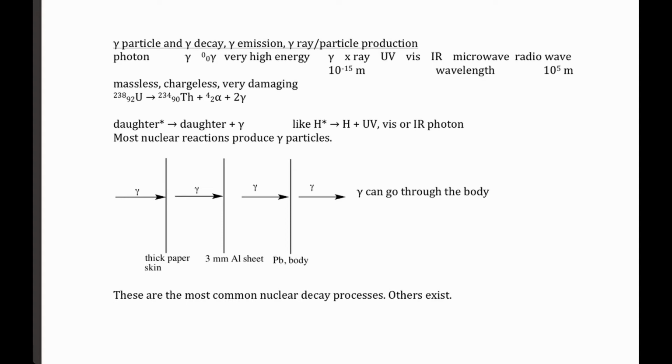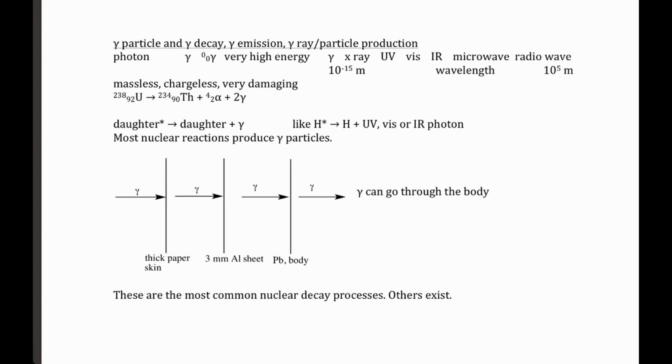and these gamma particles, they are produced by most nuclear decay processes. Being photons, they are massless, they are chargeless, they are very damaging. When uranium-238 undergoes this alpha particle production reaction, it also produces gamma radiation. Most nuclear decay processes produce some gamma radiation. And the reason being that the daughter nucleus that's formed is often formed in a high energy state.